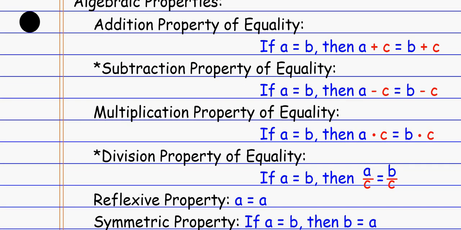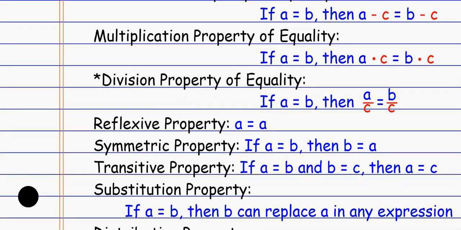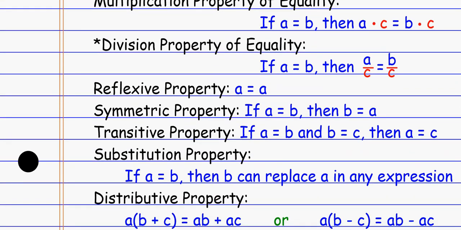Multiplication property of equality, we're allowed to multiply each side of the equation by the same thing. All right? Division property of equality, we're allowed to divide each side of the equation by the same thing. And again, technically, the division property of equality is covered under multiplication. But if you do the same operation to each side, say it's that operation of equality, that's the property we're looking for. Okay?